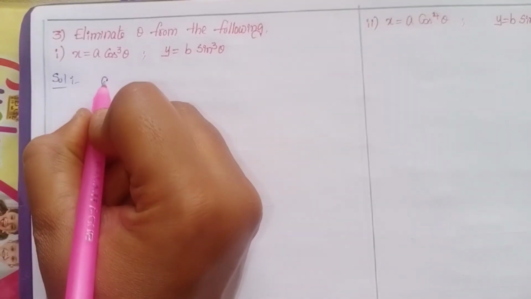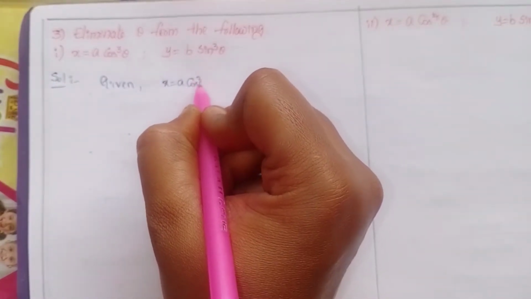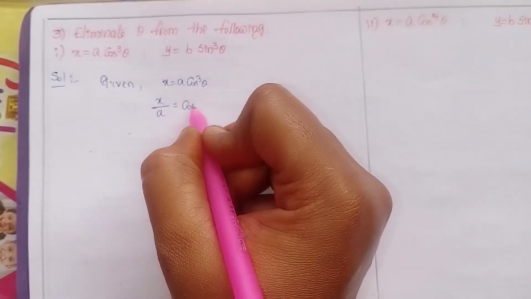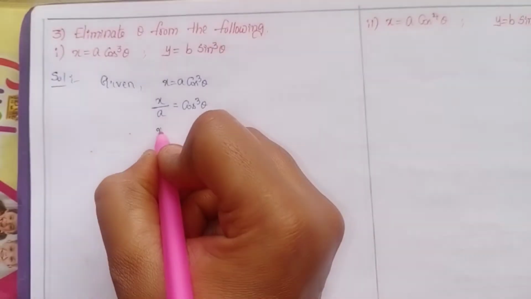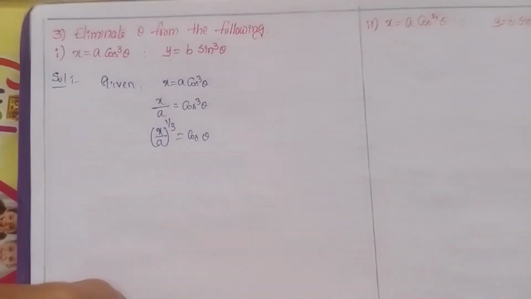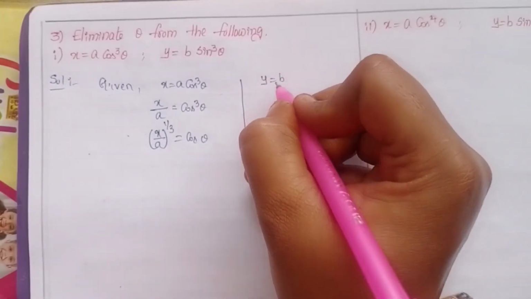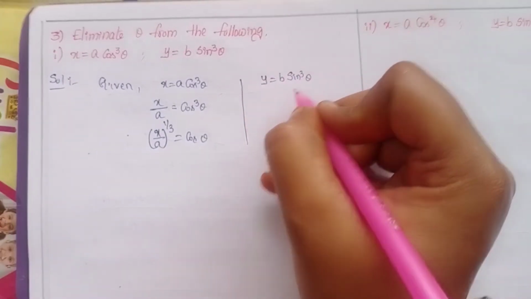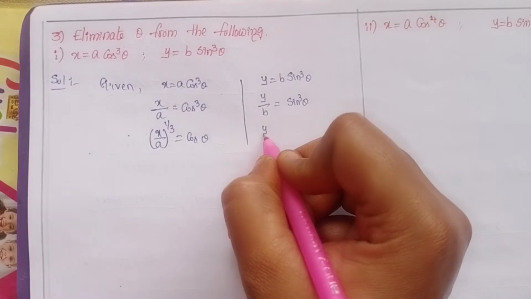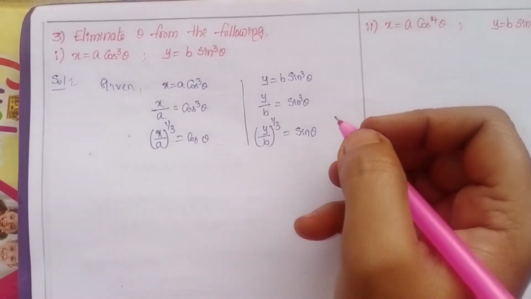Solution. Given x equal to a into cos cube theta. Write a on the left side of the equation: x by a equal to cos cube theta, so (x by a) whole to the power of 1 by 3 equal to cos theta. Similarly, y equal to b into sin cube theta, y upon b equal to sin cube theta, (y by b) whole to the power of 1 by 3 equal to sin theta.